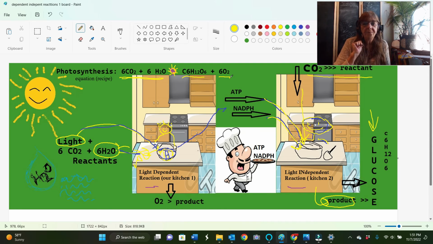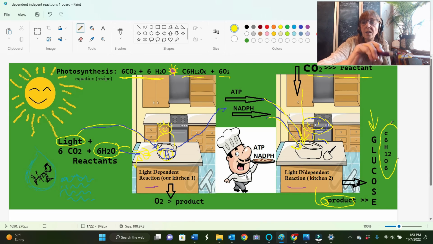Okay. Are we good? So remember, whenever you see this equation, the glucose equation, for photosynthesis only, you know that that's a product. Glucose is a product and oxygen is a product for the photosynthesis reactions. 6 CO2 and 6 H2O and light are the reactants in the photosynthesis equation.